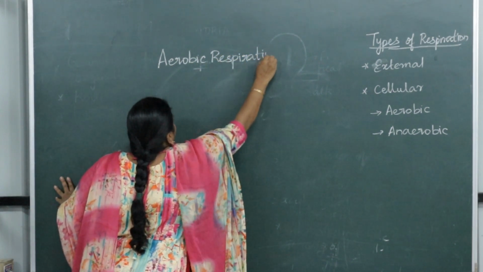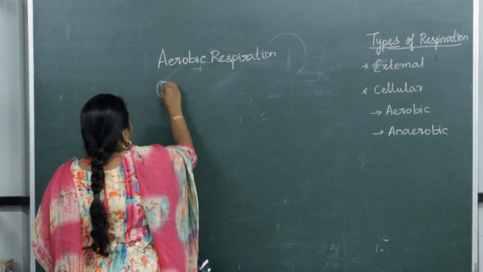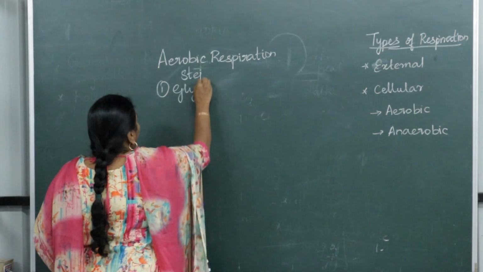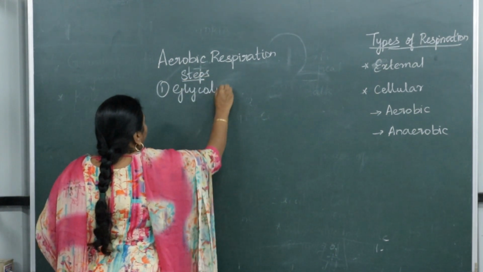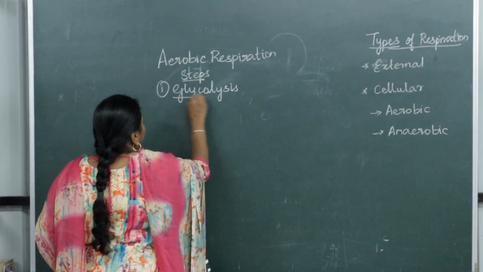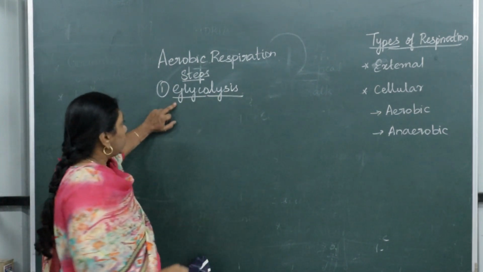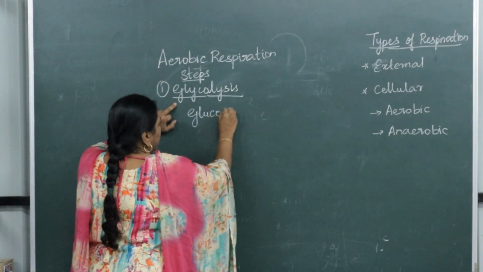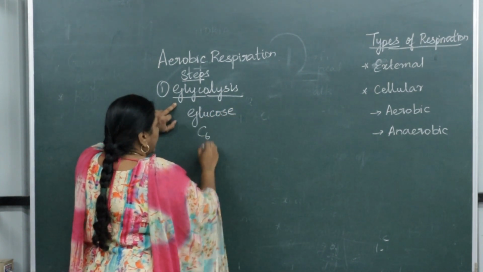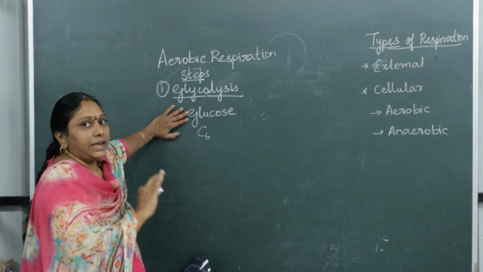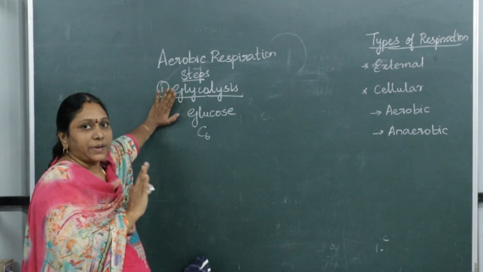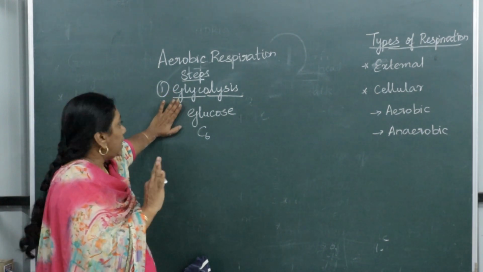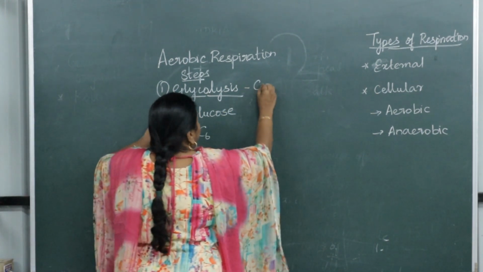Aerobic respiration needs oxygen. The first one is glycolysis. These are the steps which are involved in aerobic respiration. Glycolysis. Glyco means glucose, lysis means breakdown. So here what is being broken down? Glucose. In this glycolysis paragraph, you only have to remember where it takes place and what takes place. Where does it take place? In the cytoplasm of the cell.